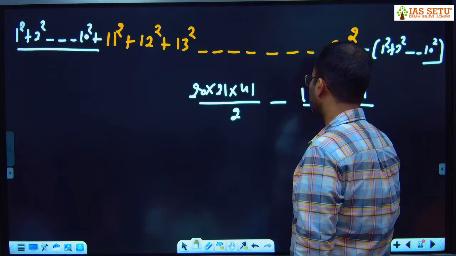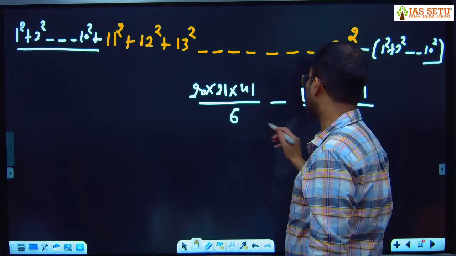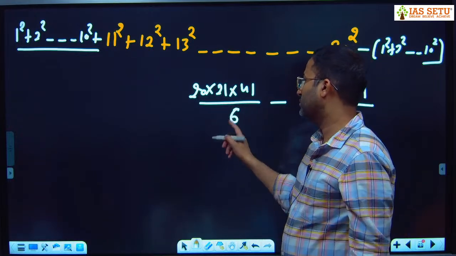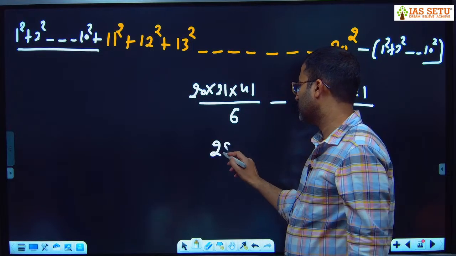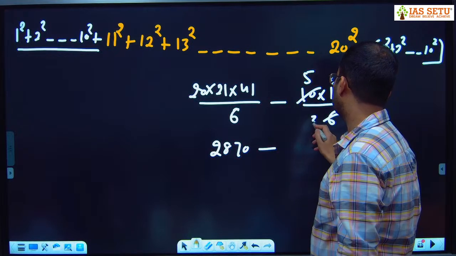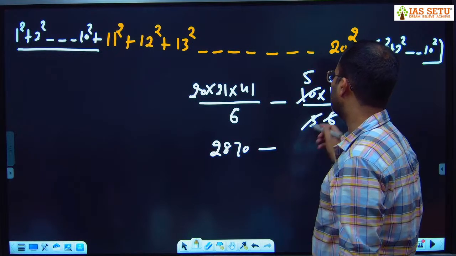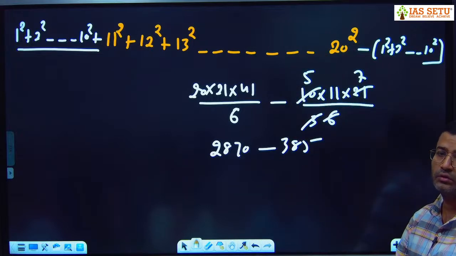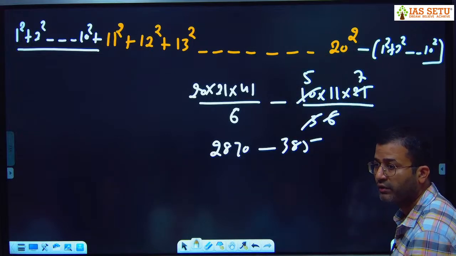21 divided by 6. Sorry. Divided by 6. We already done this, which is 2870. We will calculate this 5, 3, 7, 35 into 11, 385. So what is your answer? 2485.